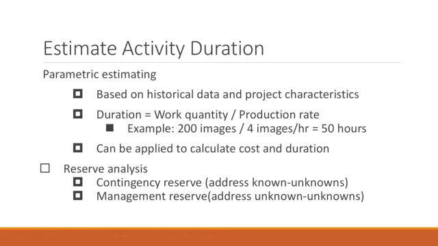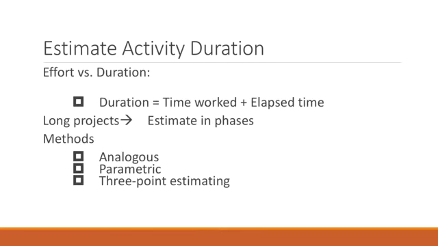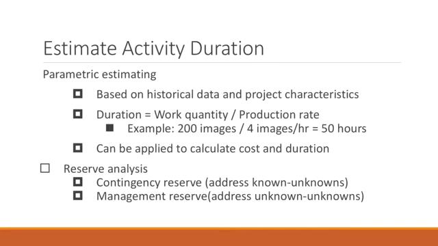Now, if we take the project characteristics and put them in alignment with the historical data, then you get a better representation of how much effort you will be putting in. And remember that it's not the effort, but the time worked plus the lapse time that you are looking at. That's the main point. So let's think about this. If the work quantity is 200 images, and the production rate is 4 images per hour, then we know we'll probably complete that work in 50 hours.